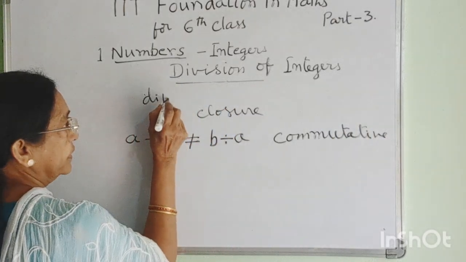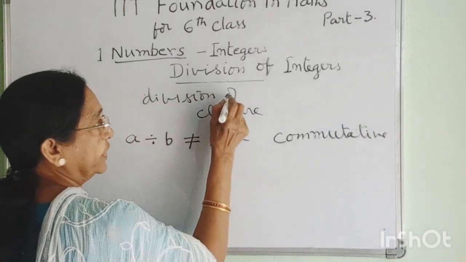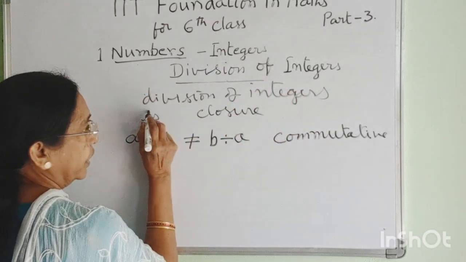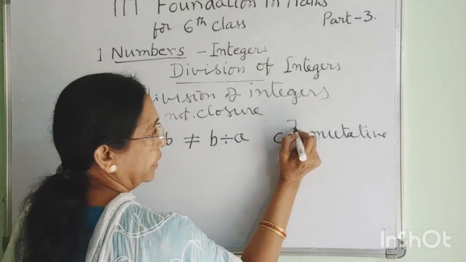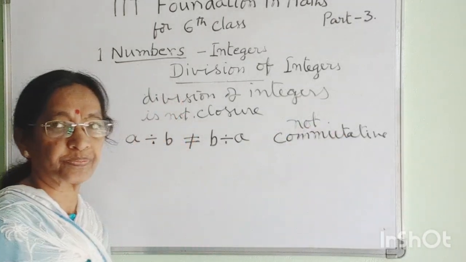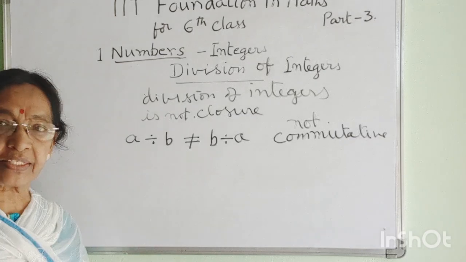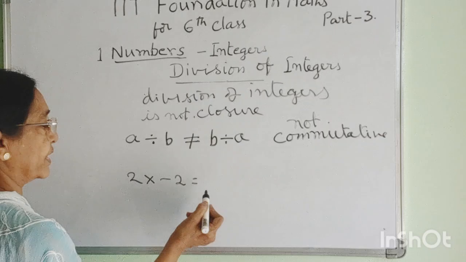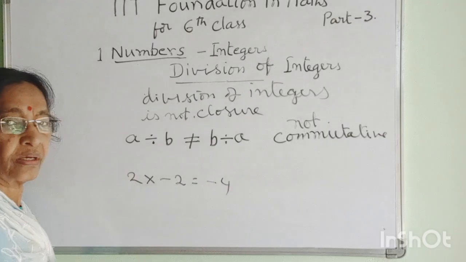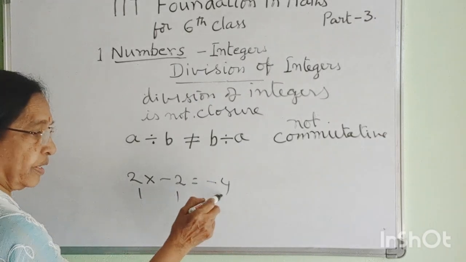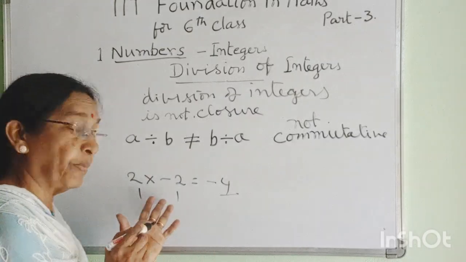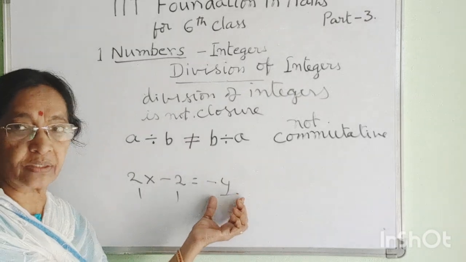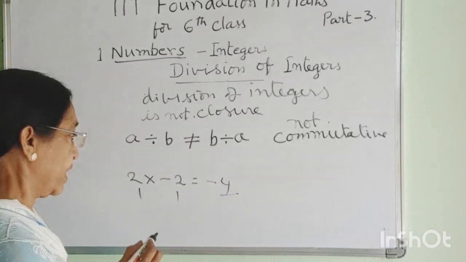So, division of integers is not closure and not commutative also. But in the case of multiplication, when two integers are multiplied, the product is another integer. Therefore, multiplication of integers is closure.